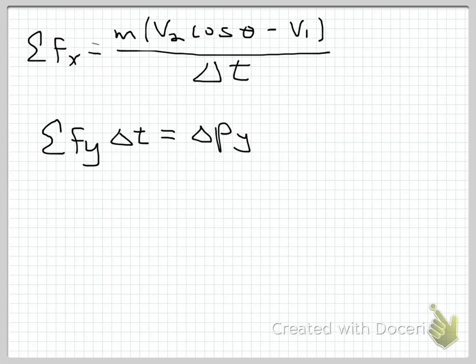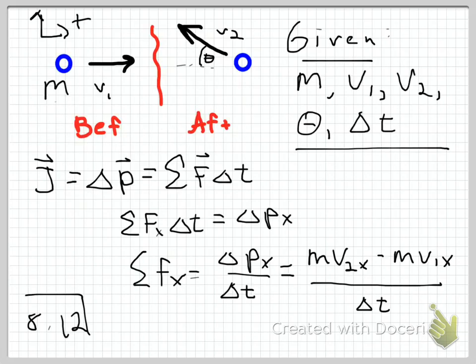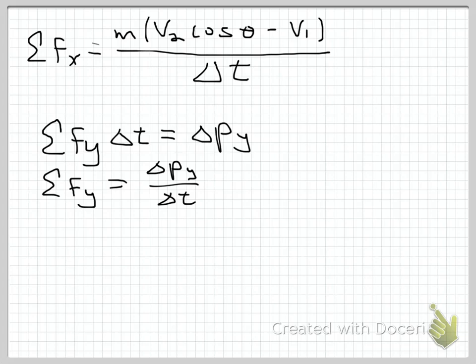I'll go ahead and follow the same steps. The sum of the forces y component equals delta py over delta t. Delta py in this case is pretty easy. You go back to the picture. Notice before the collision there is no y component of the momentum. So all I'm left with is the y component afterwards, which is just going to be m times v2 sine of theta. So this is going to be m times v2 sine of theta over delta t.